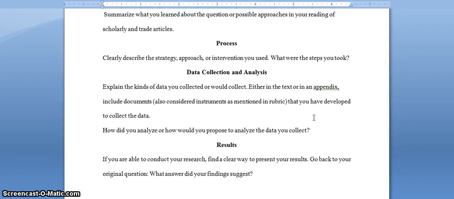So explain the kinds of data that you collected or would collect. You either include it within the text, but I recommend that you include it in the appendix. And also how you would analyze it.